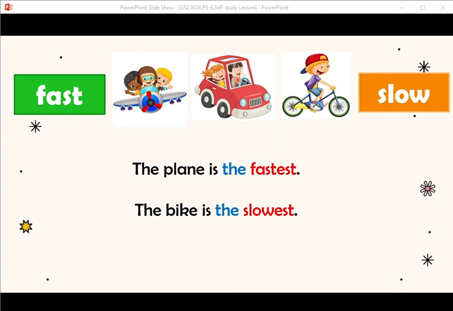So, in a superlative sentence, we compare among more than two people or things. For example, in these pictures, I compare among three things, a plane, a car, and a bike. And remember to add est to the end of the short adjectives to make the superlative form of them. For example, fast changed into the fastest. Slow changed into the slowest.